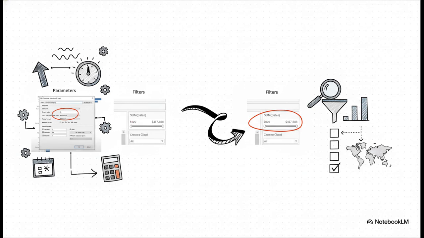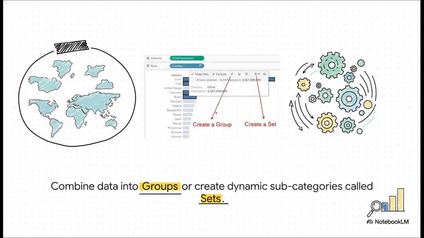But parameters, on the left, they're way more dynamic. They actually let your audience type in their own numbers that can be used in calculations. It's like giving them the keys to the car so they can drive the analysis themselves. Okay, groups and sets. They both help you organize your data, but in different ways.